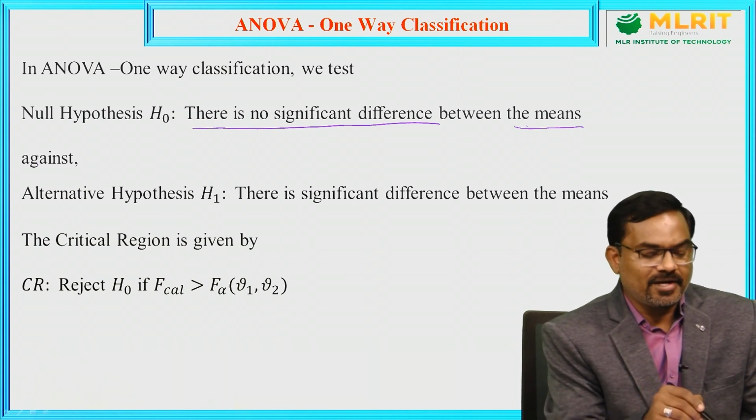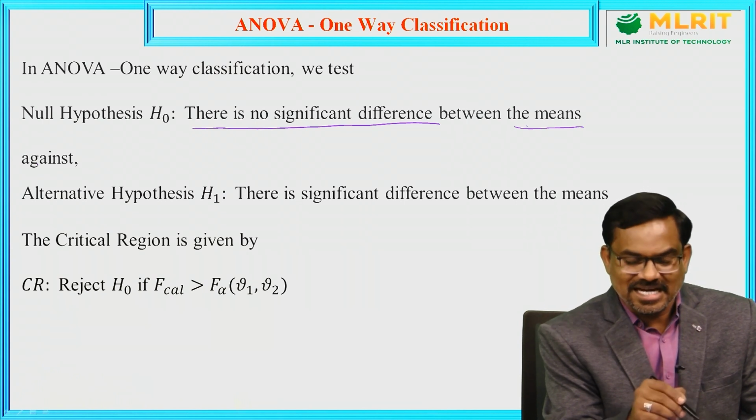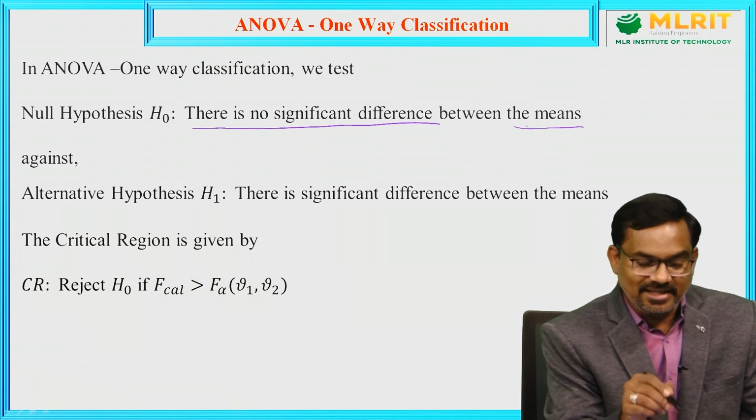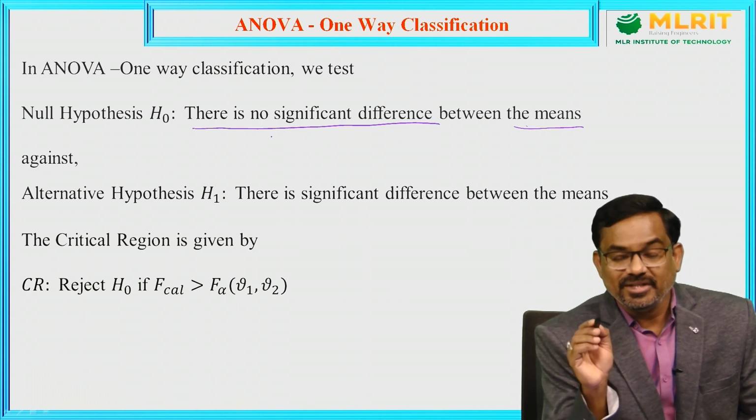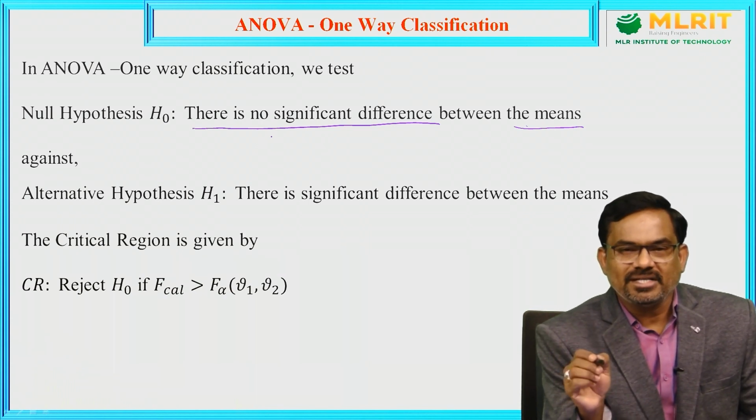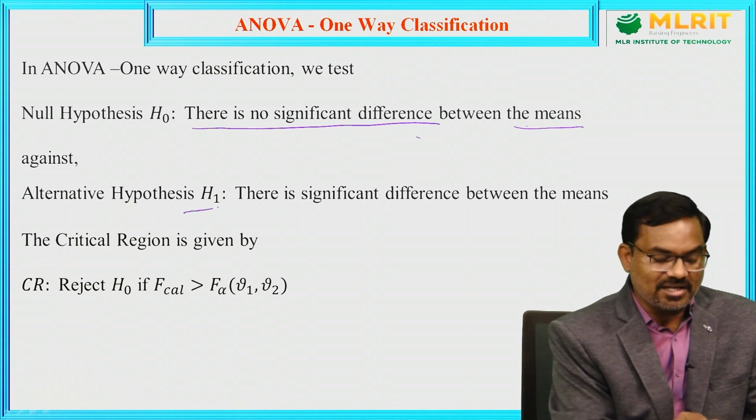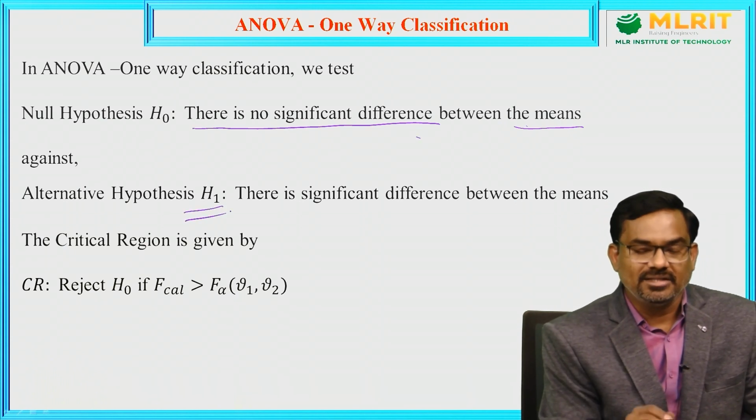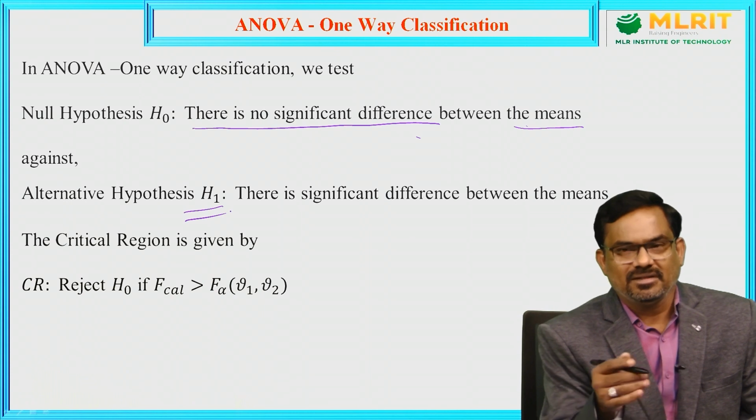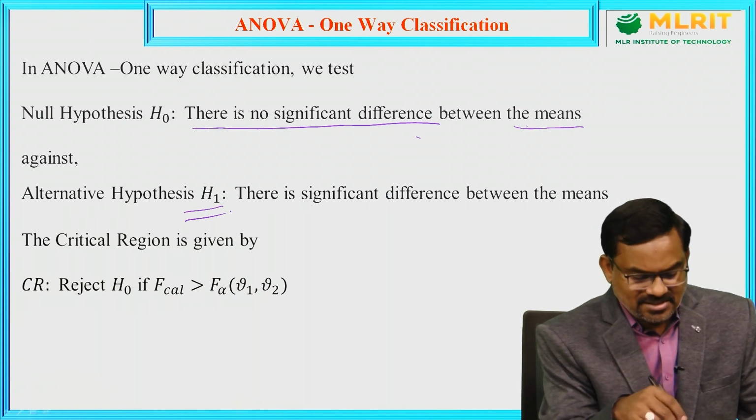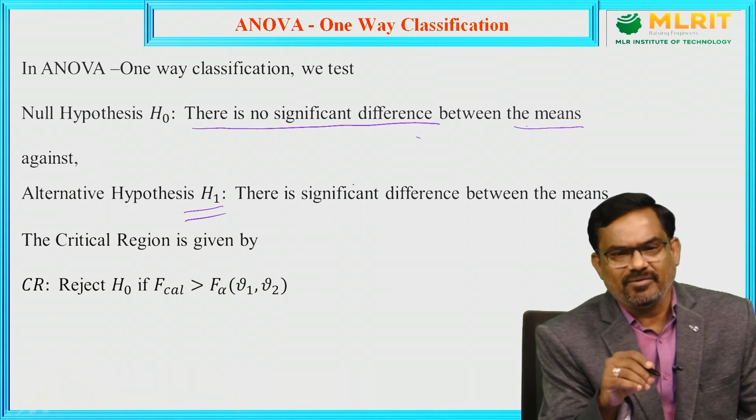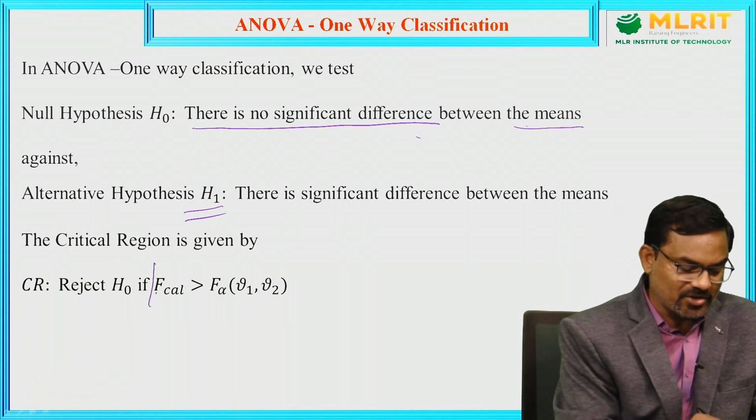And our null hypothesis, the statement which is to be tested, is that there is no significant difference between the population means. We test this null hypothesis against the alternative hypothesis H1, that there is some significant difference between the given means. And the critical region is given by, since there is one and only one type of alternative hypothesis, there will be one condition only.